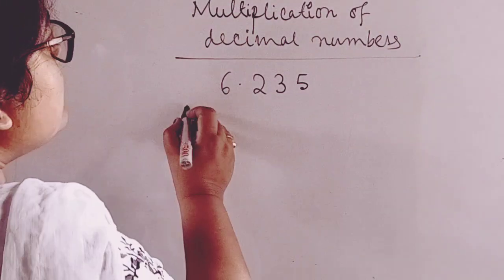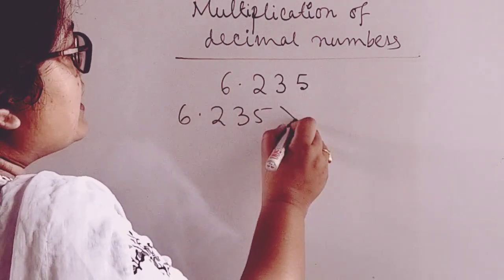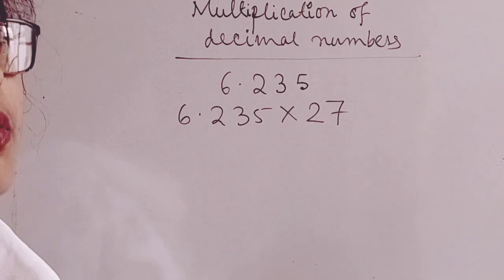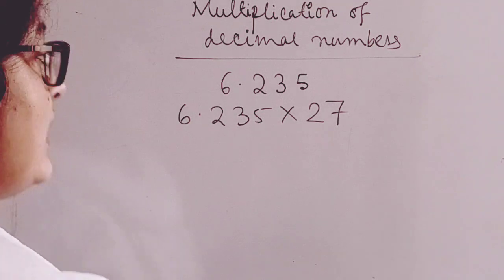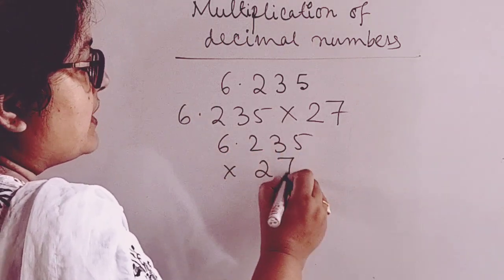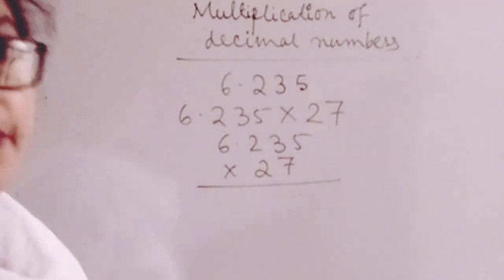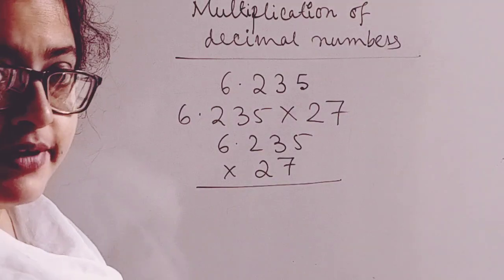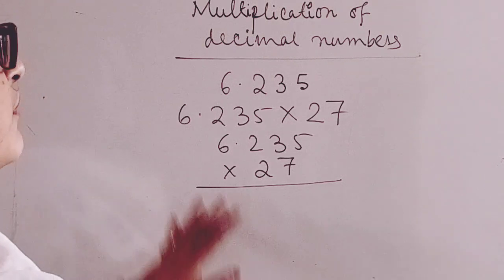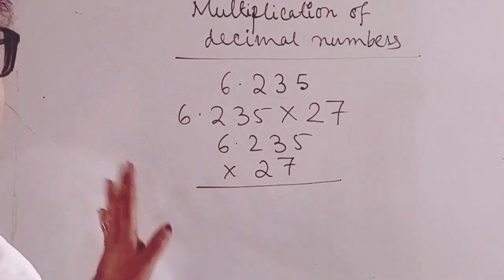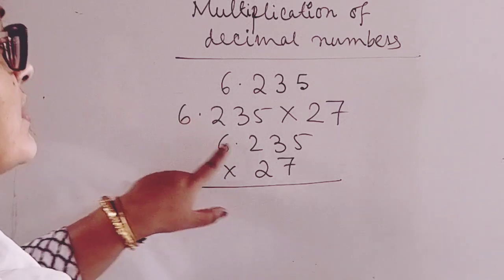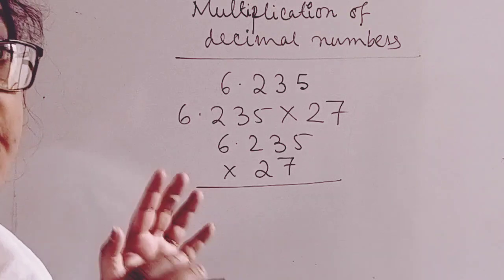Suppose 6.235 is getting multiplied by 27. This is also another integer, right? So how will you multiply? Let's see. 6.235 is getting multiplied with 27. You know the procedure of long multiplication, right? So just follow those rules of long multiplication. Forget about the decimal. Don't think that it is a decimal number. Just as you would multiply 6,235 by 27, first think about it like this.